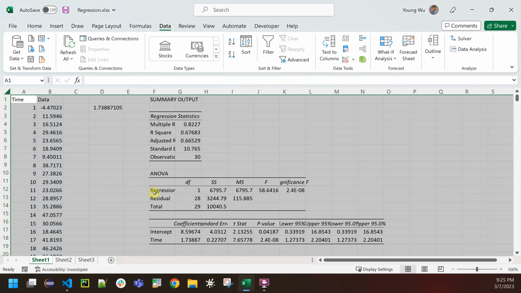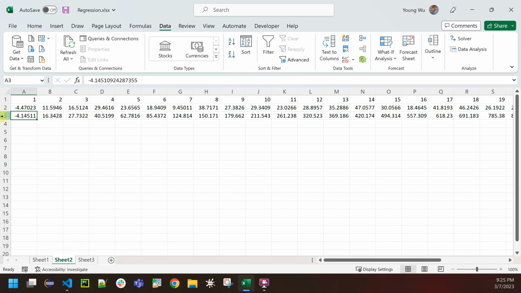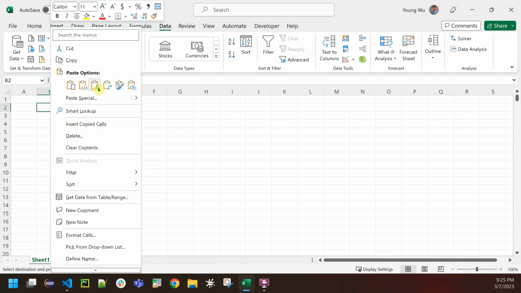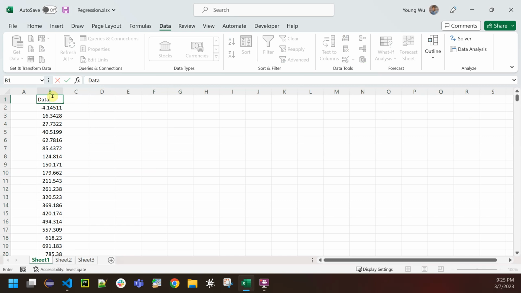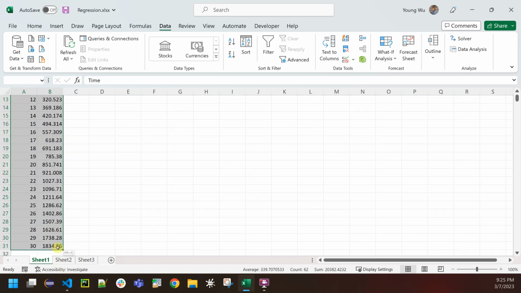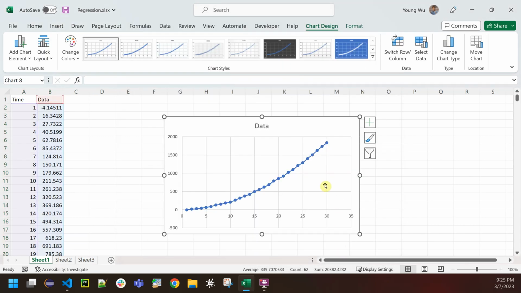Let's get rid of everything. And suppose there is a quadratic trend. Say we have the second row, and let's do the same thing. Call this data, and then time, again starting from 1, 2, 3, 4, 5. Okay, so the first thing is still plot this. It seems clear that we have some kind of quadratic trend.